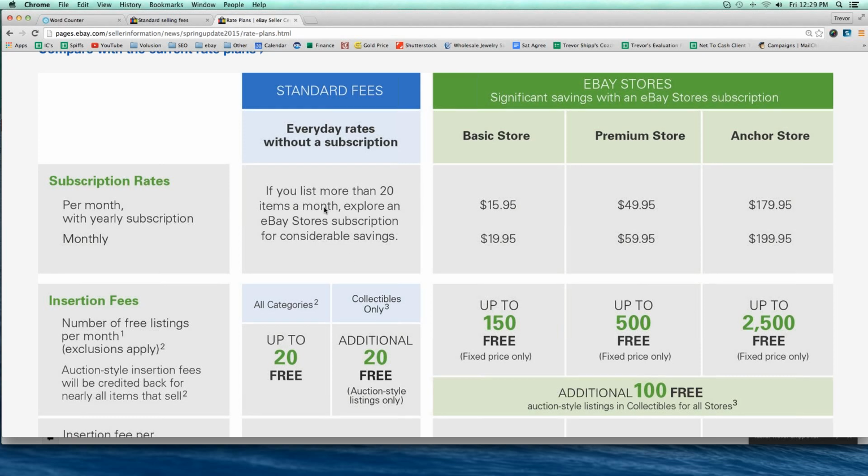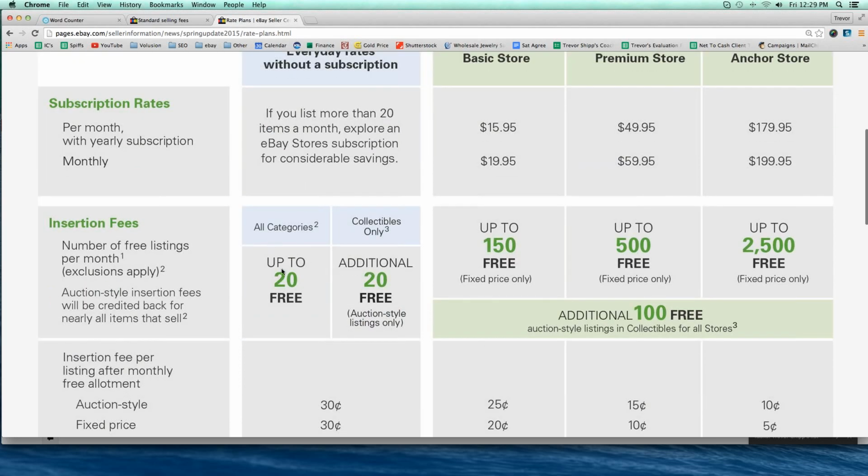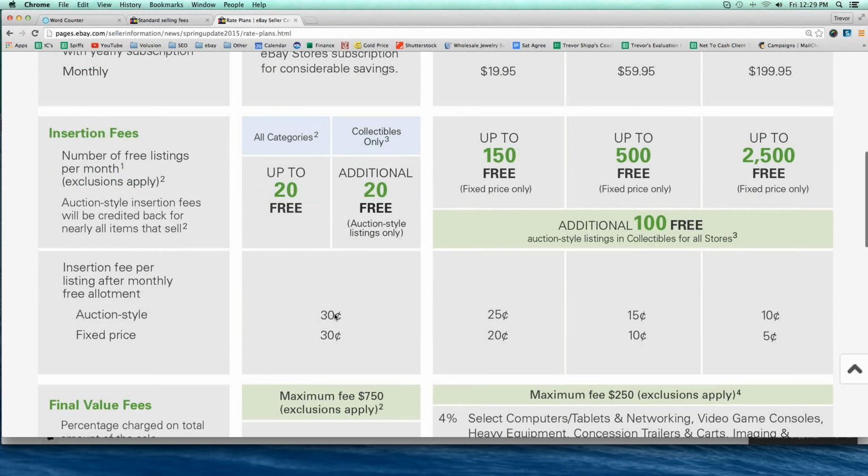Going through the standard fees, we already talked about it. You can list up to 20 items a month for free. And it shows you this right here. All categories up to 20 are free. Additional 20 need to be in the collectibles, and they need to be auction style listings only. We talked about that. And then it shows you your insertion fees right here.